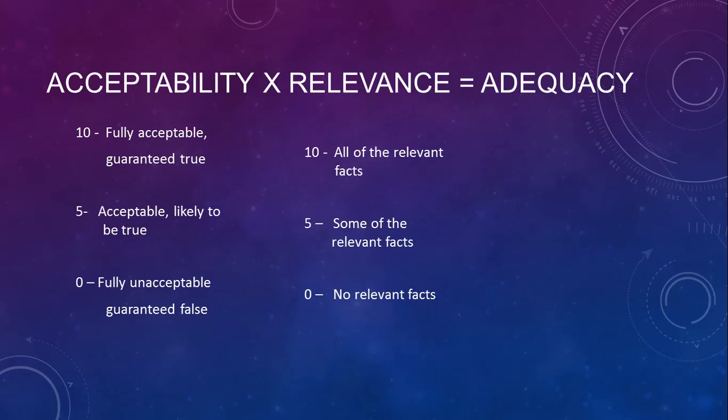And then you do the same thing for relevance. So 0 would be that there are no relevant premises here; the premises are completely irrelevant to the conclusion. Somewhere in the middle is that there are some relevant facts. And to max out, you would have all of the relevant facts. So if you have fully acceptable, guaranteed true premises that are all of the facts potentially relevant to the conclusion, then you max out adequacy. You should believe the thing completely.